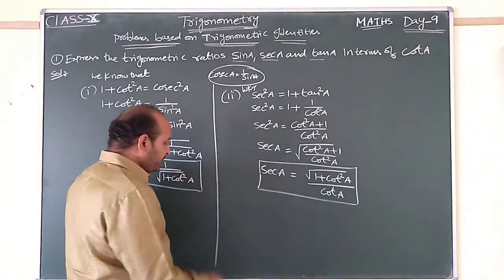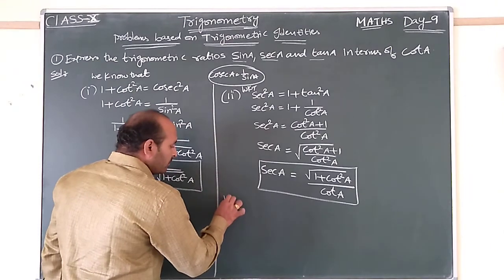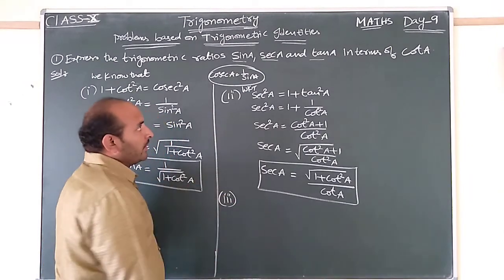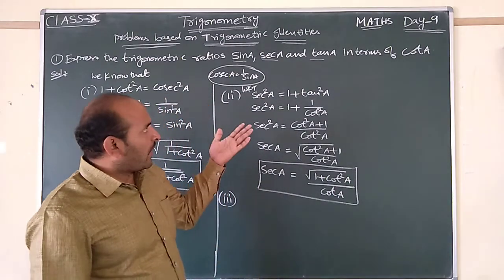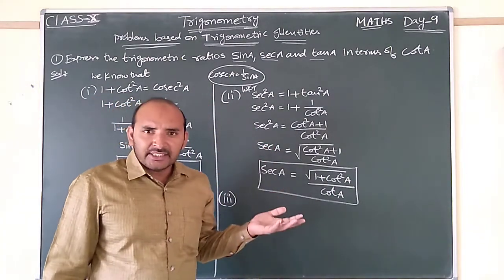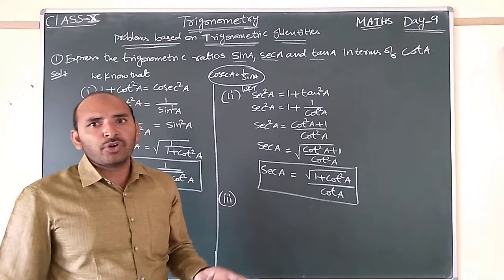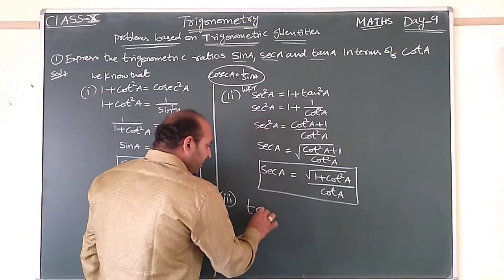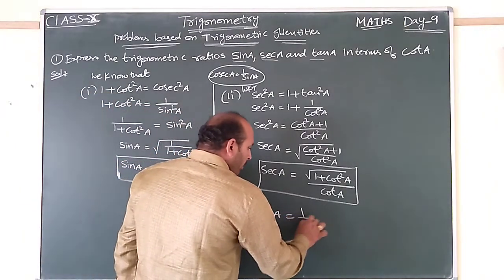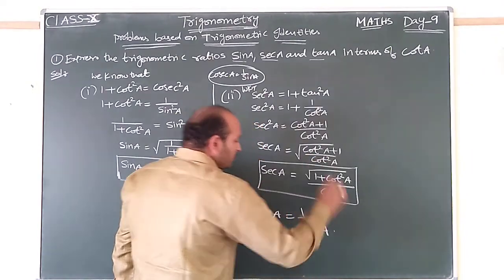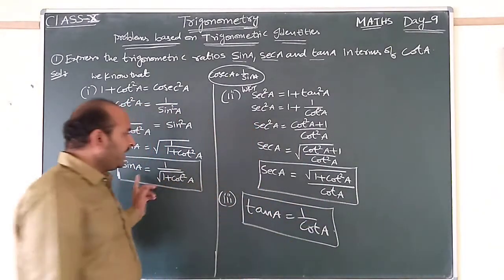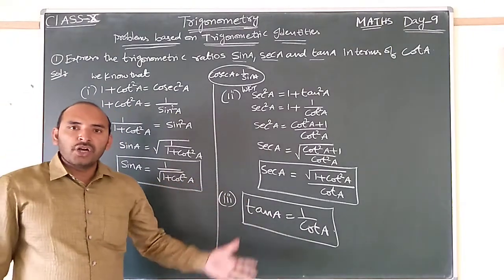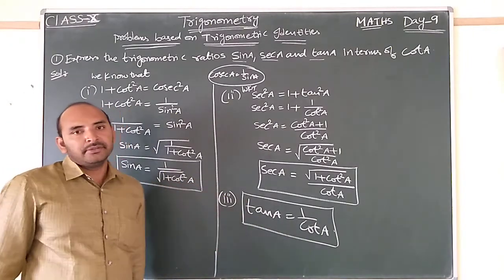So next, third one, tan A also must be converted into cot A. This one also you know very well, tan A is nothing but the reciprocal of cot, or cot is the reciprocal of tan. So tan A is equal to 1 upon cot A. So these three trigonometric ratios, sin A, secant A, tan A, are also converted into cot A.